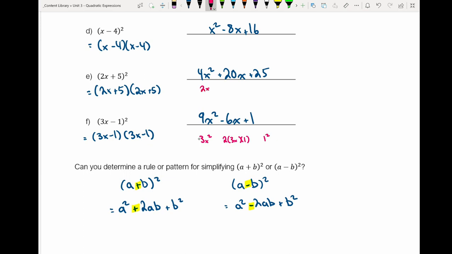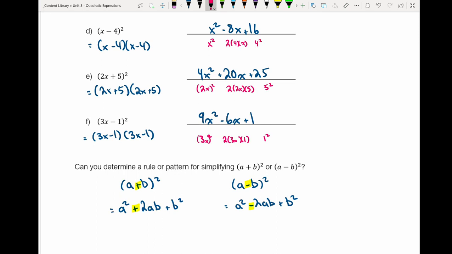So 2x, let me put brackets around that, 2x squared gives me the 4x squared. 2 times 2x times 5 gives me 20x, and then 5 squared is 25. x squared is x squared. Keep the same pattern. So 2 times 4 times x is 8x. And then 4 squared is 16, and so on.